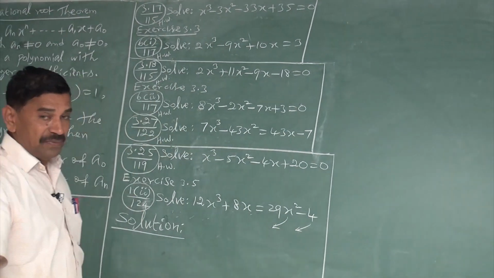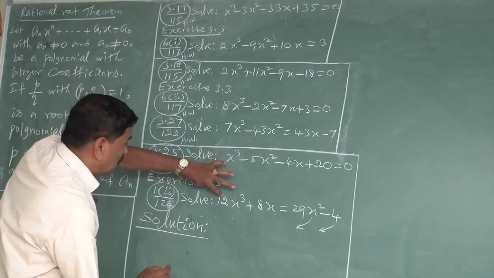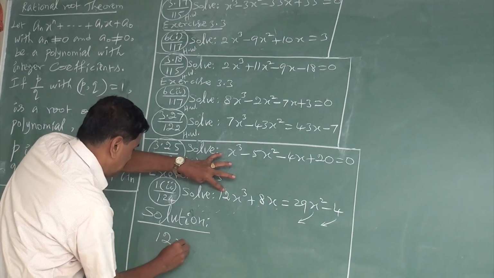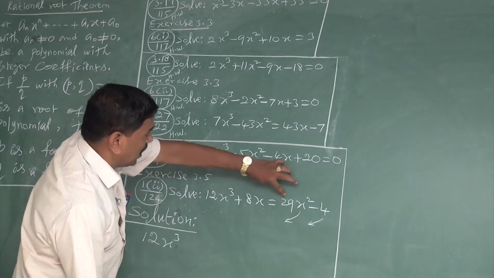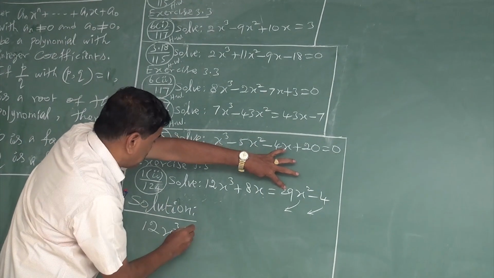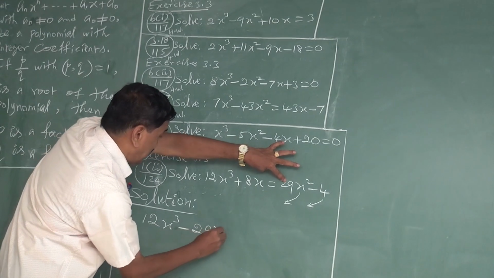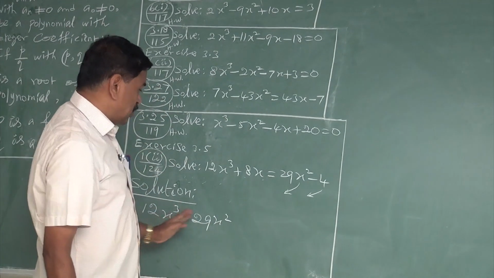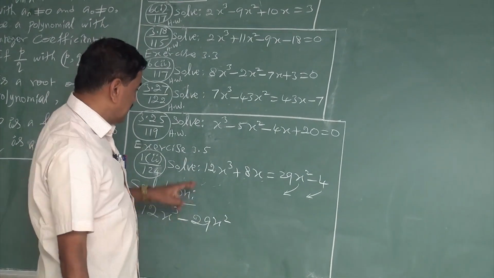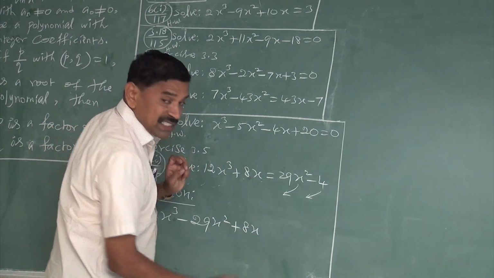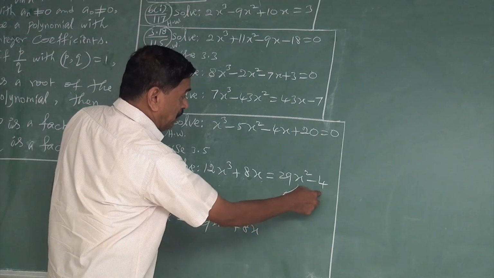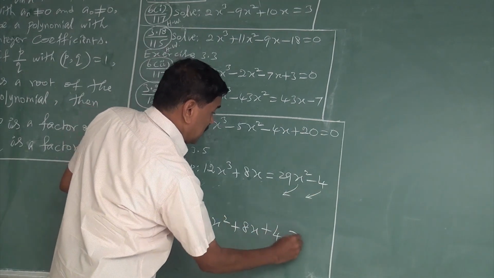Okay. Now yourself. Can you tell me? Very good. 12x cube. Next, x square. Bring to left side 29x square, comes to the left side as minus 29x square. Next term, x. So already 8x is there, plus 8x. Next we need the constant. Minus 4 comes to the left side as plus 4, which is equal to 0.